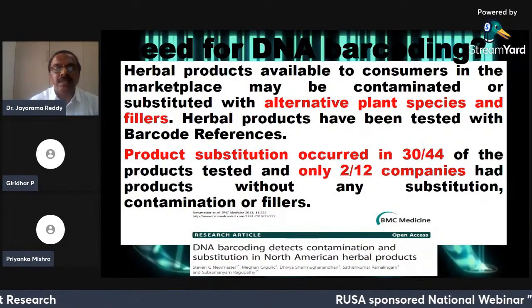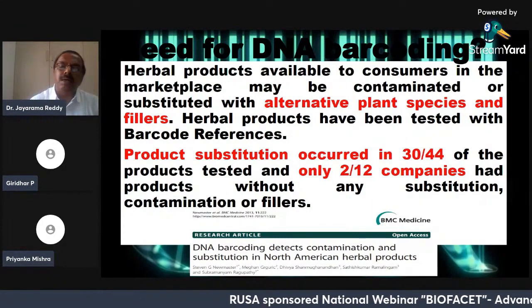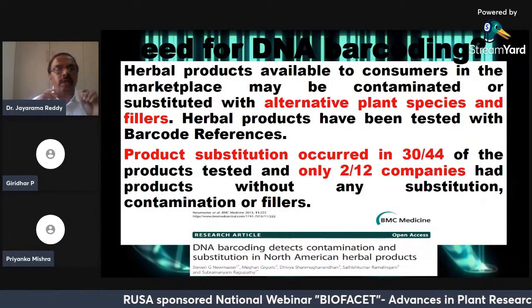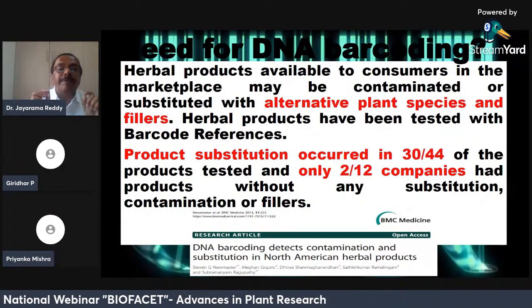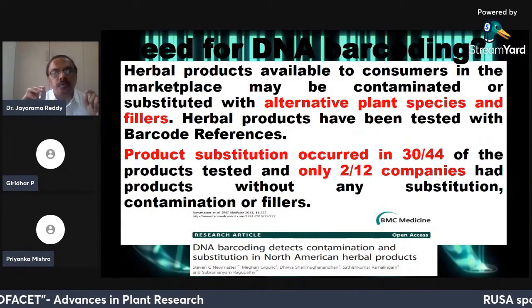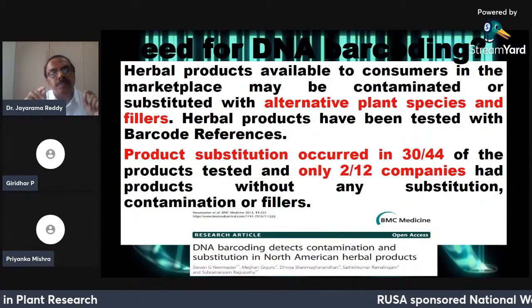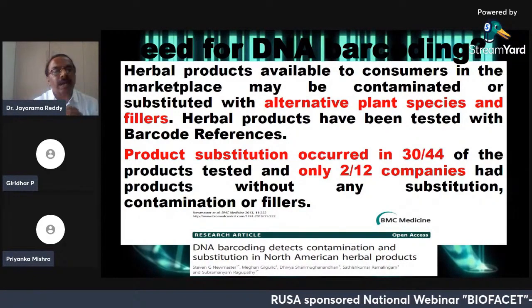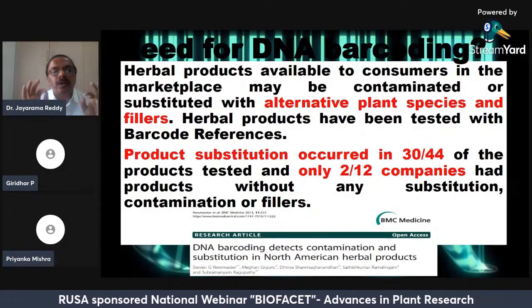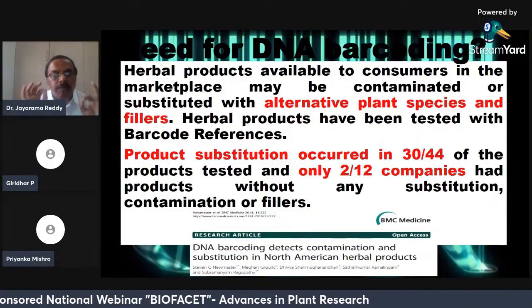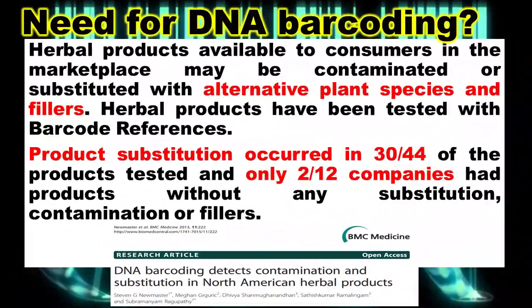A group of scientists published a paper in BMC Medicine. They worked on 44 herbal products from 12 different companies. They collected 44 samples produced by 12 different companies, and they found that 30 of them, all from reputed companies, were contaminated or substituted. So the consumers are put at risk.